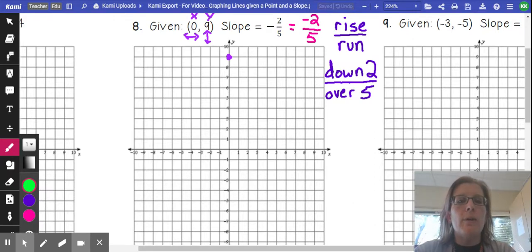So I start at the point I just plotted, my (0, 9). I go down 2 spaces, and then I go over 5, 1, 2, 3, 4, 5, and I put another point there. And then I do that again. It's always good to have 3 points when you're graphing. So I go down 1, 2, and I go over 1, 2, 3, 4, 5, and I put another point there.